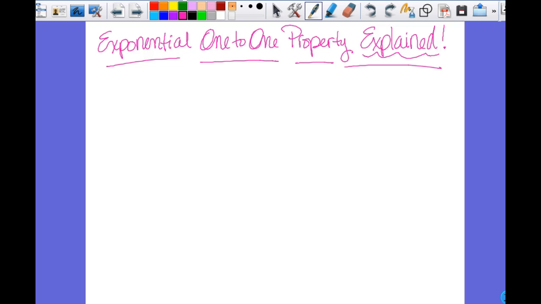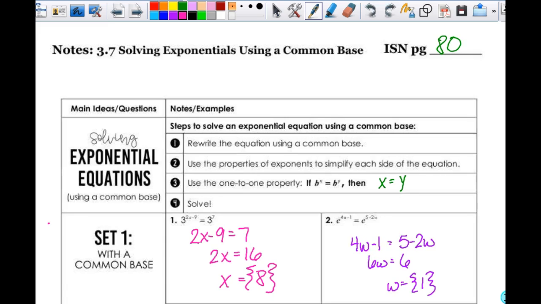So I didn't explain this when we went over it because the exponentials and logs are greatly a review for you from Algebra 2. The one-to-one property is something that should have been taught in Algebra 2 and we're just using it now. If you look at your notes, on page 80 when we solved exponentials using a common base, here's where it talks about the one-to-one property. If b to the x equals b to the y, then x equals y. And that should make sense to you. So let's look at why that really works.